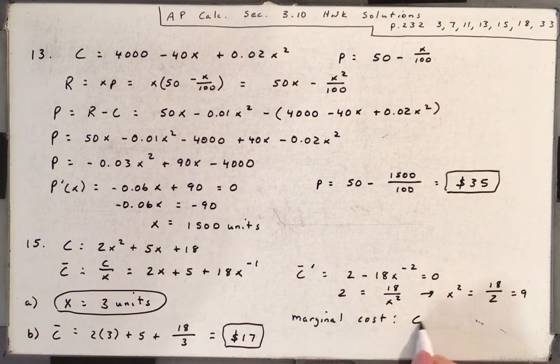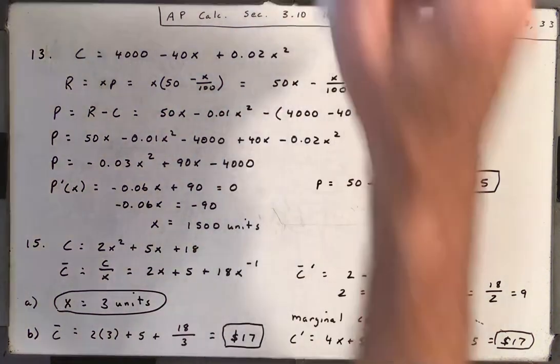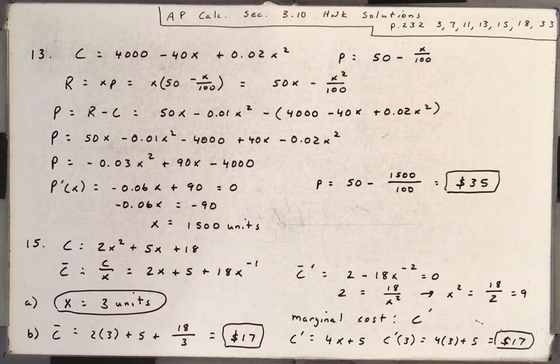Marginal cost is just C prime. Okay, so I think I showed it as dC over dx on your formula sheet, but that's just C prime. So C prime is equal to 4x plus 5. So C prime at 3 units is 4 times 3 plus 5, which is also $17. So we were able to show that the average cost and the marginal cost are equal at 3 units. All right, one more to go since we already did number 18.